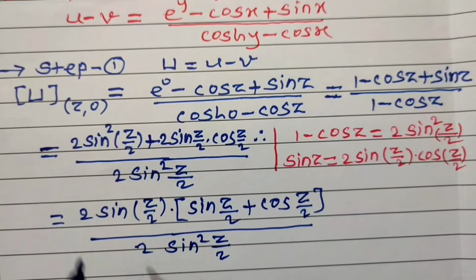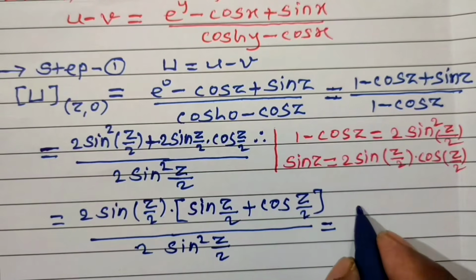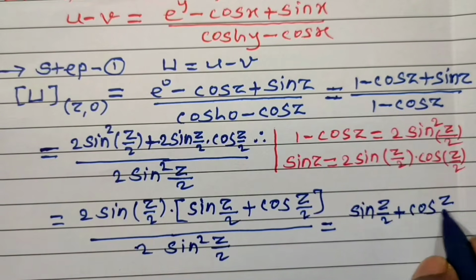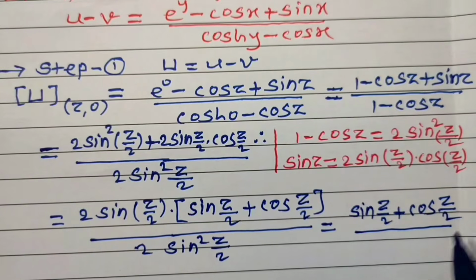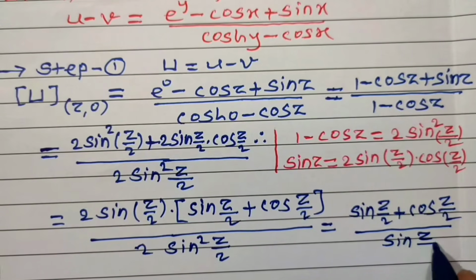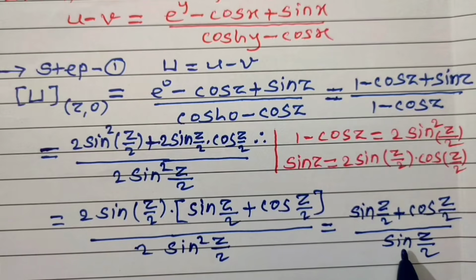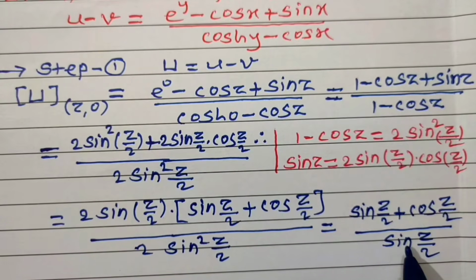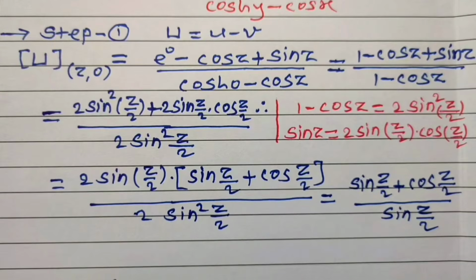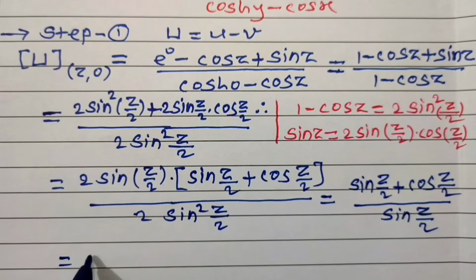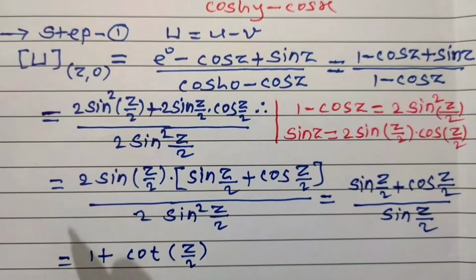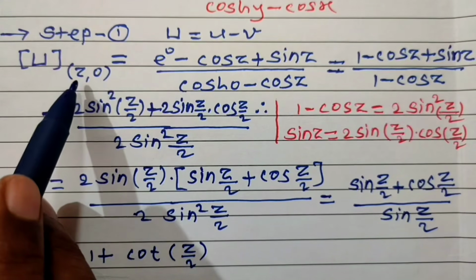Simplify this. 2 gets cancelled, sin z upon 2 cancels with this square, and remains sin of z upon 2 plus cos of z upon 2 divided by sin z upon 2. Now sin z upon 2 divided by sin z upon 2 is 1, and cos z upon 2 divided by sin z upon 2 is cot z upon 2. So this can be written as 1 plus cot z upon 2. This is U at z comma 0.